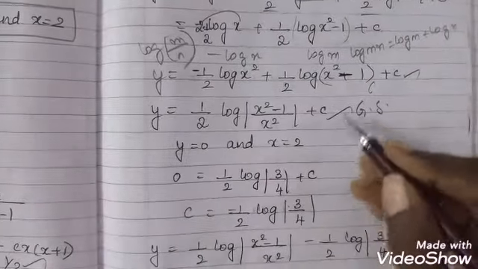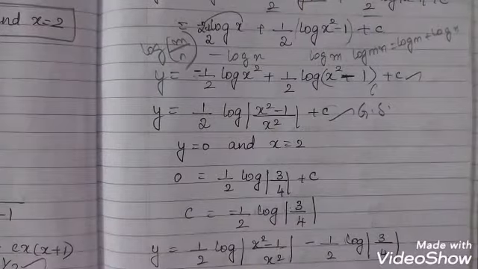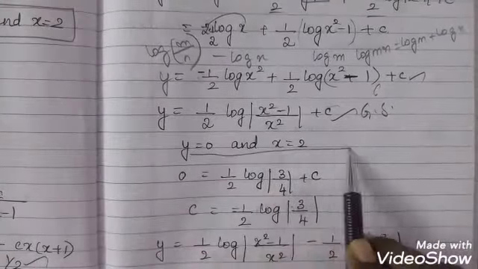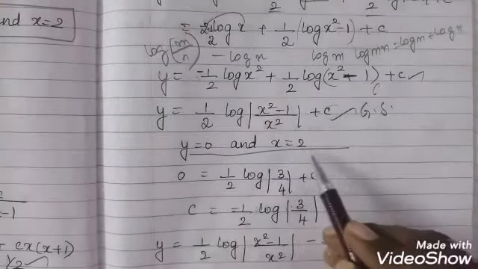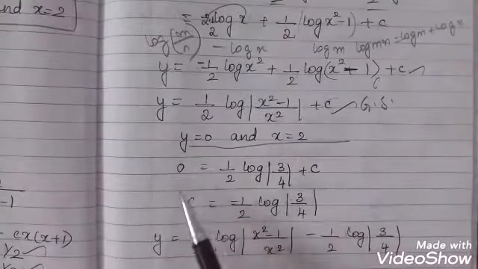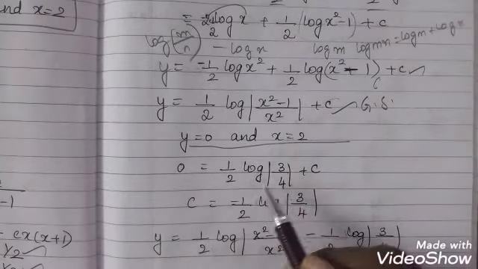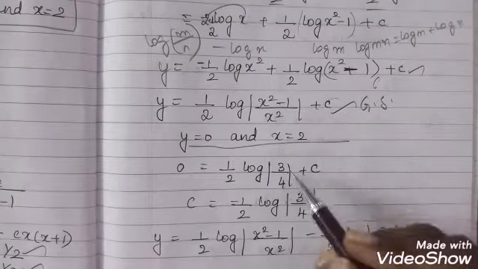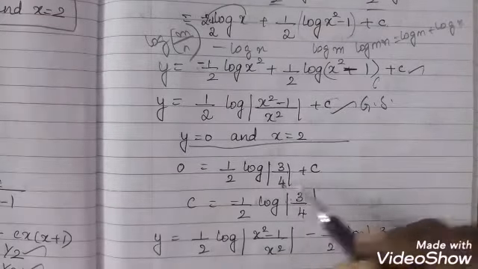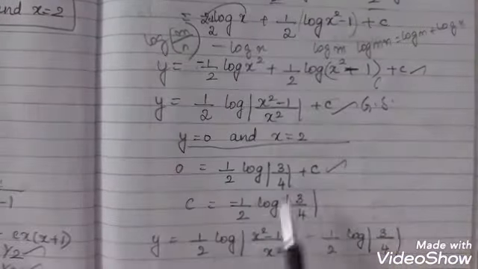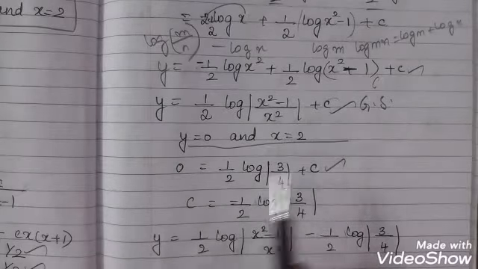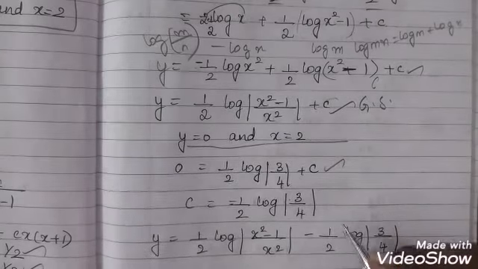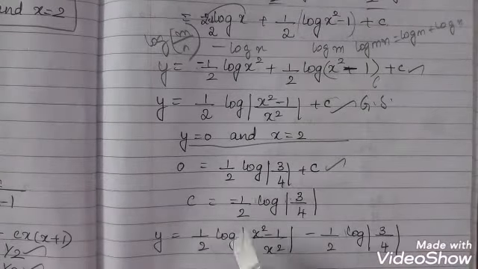Now I'll have to find the particular solution. For that I need to find the value of c. So how do you find the value of c? What is the constraint given here? y is equal to 0 and x is equal to 2. Substitute it here: 0 is equal to 1 by 2 into log of, 2 squared is 4, minus 1, that's 3 by 4, plus a constant. So what is the value of c? When I take it to the other side, c is equal to minus 1 by 2 into log of mod 3 by 4.